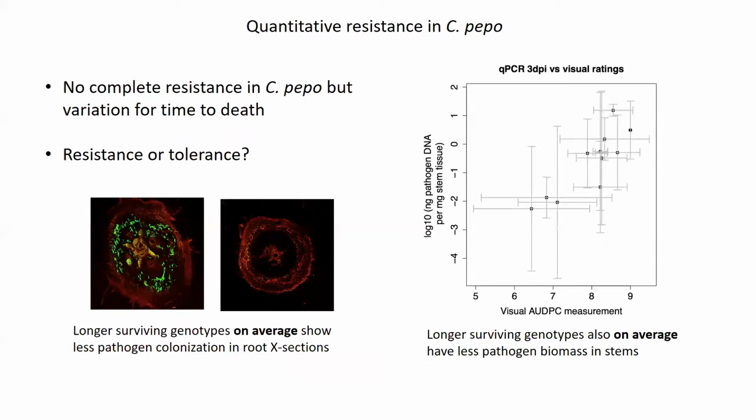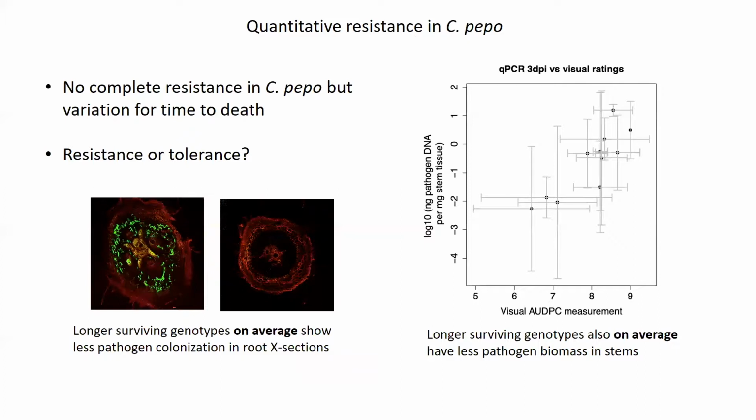Here I'm showing on the x-axis a visual rating of disease severity for 11 different genotypes. On the y-axis is the quantitative PCR-based measurement of pathogen biomass. And again, the genotypes that tend to have more severe disease symptoms, meaning that the plants die more quickly, also tend to have a greater degree of pathogen biomass in their tissue. So I think it's fair to describe this as resistance, where the plant is actually able to impede the growth of the pathogen in its tissue, rather than tolerance, where the pathogen survives, infects equally well, but the plant's able to deal with it somehow.